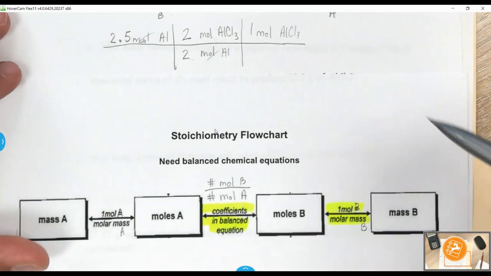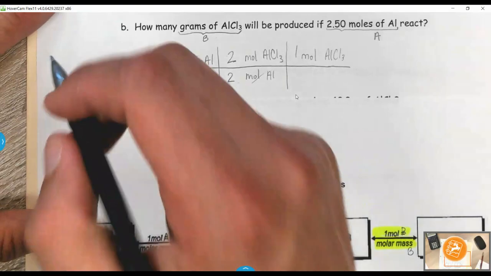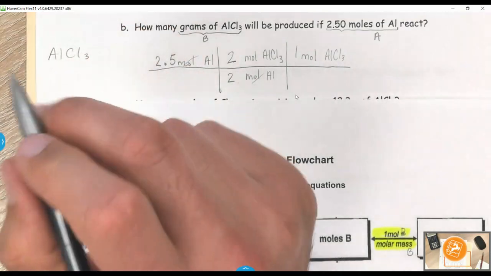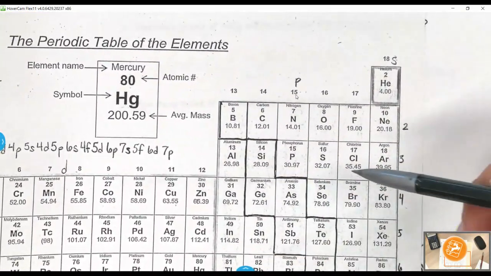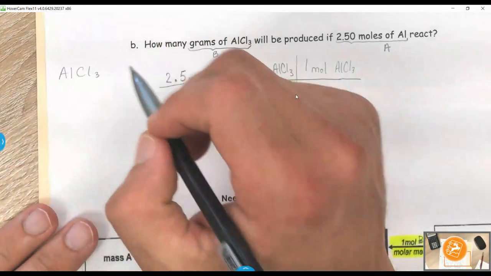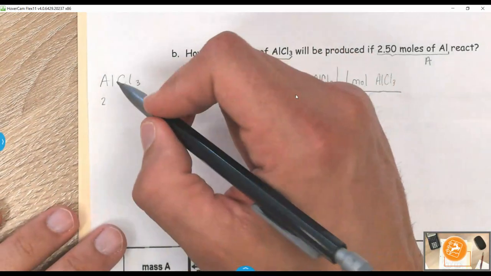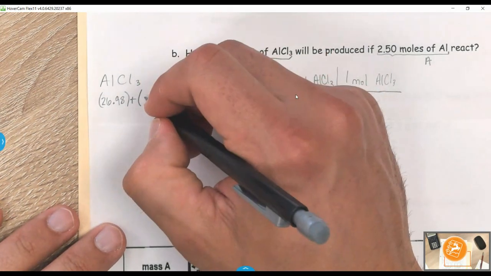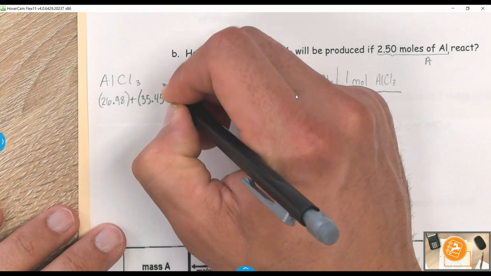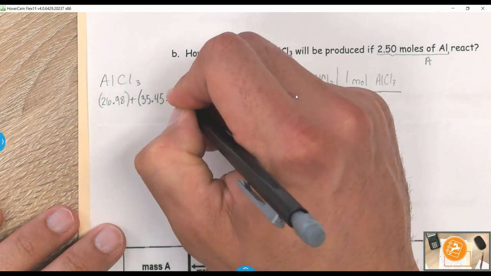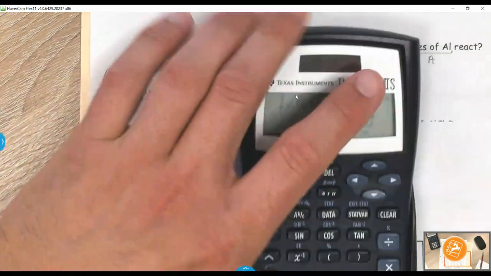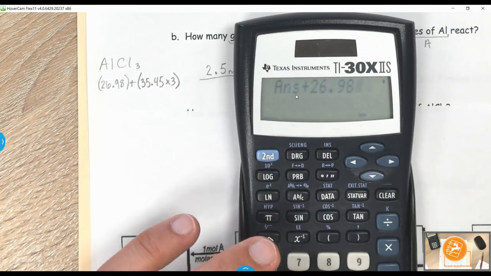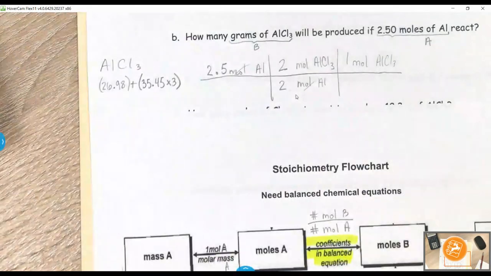Okay, so that's where we have to do a little side quest here. We have to figure out what the molar mass of aluminum chloride is. So looking at our periodic table, aluminum is 26.98, and chlorine is 35.45. So one aluminum, 26.98, plus chlorine is 35.45. But we have how many? So we have to do times 3. Throw that into a calculator. 35.45 times 3 plus 26.98, and you're going to get 130.33.